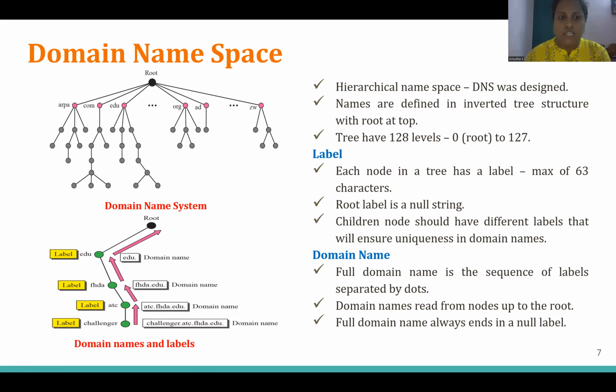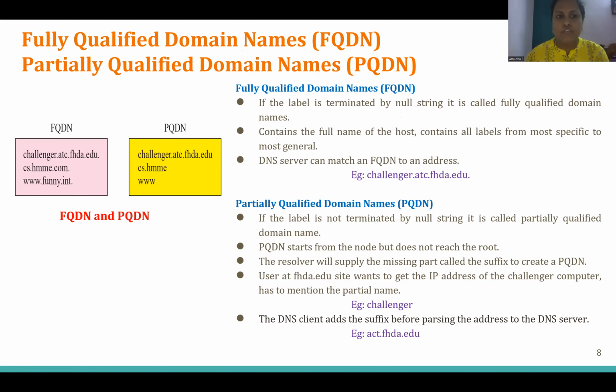This is the hierarchical structure representation of the domain name system. In general, domain names can be classified into fully qualified domain names and partially qualified domain names. In a fully qualified domain name, if the label is terminated by a null string, it is called a fully qualified domain name. It contains the full name of the host, with all the labels from most specific to most general.